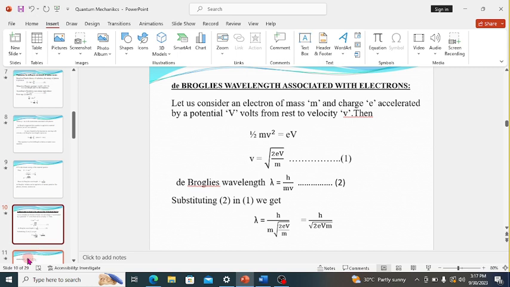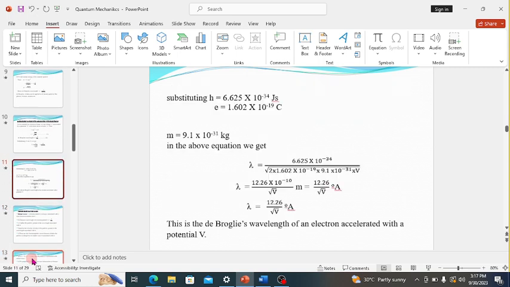Now what is h? h is Planck's constant. Its value is 6.625 into 10 power minus 34 joule second. Next, what is e? Charge of electron. Charge of electron is 1.602 into 10 power minus 19 coulombs. m is mass of electron. Mass of electron is 9.1 into 10 power minus 31 kg. So students have to remember these quantities so that they will not be given in the problem. You need to remember h, e, m. These values I substitute in the above equation.